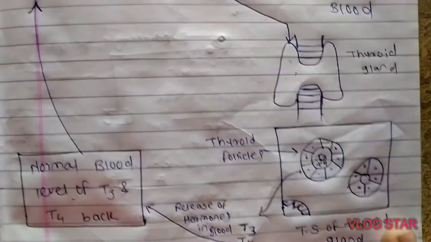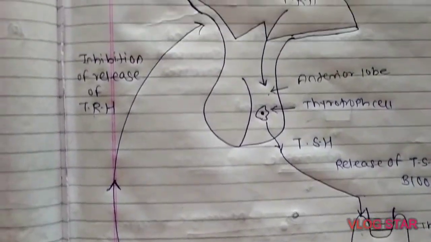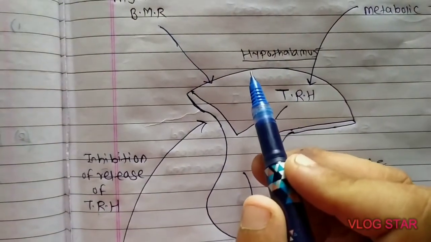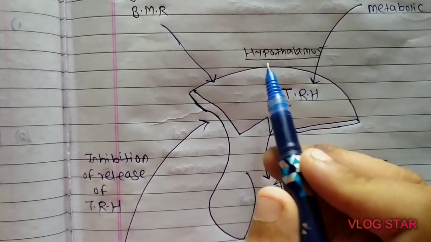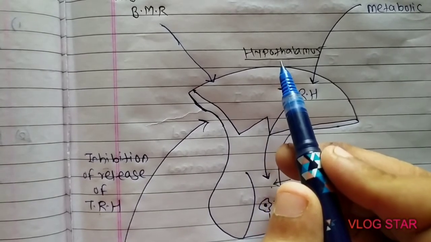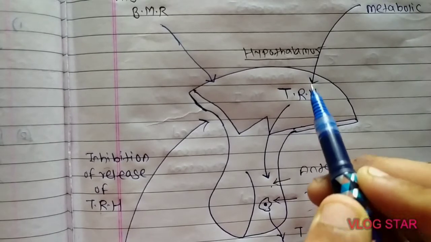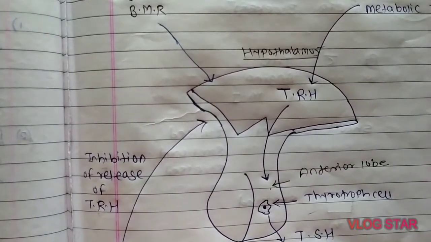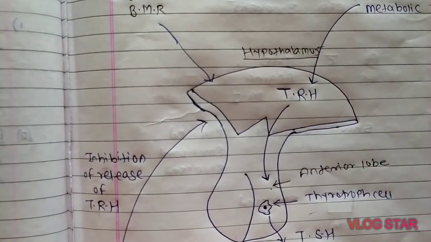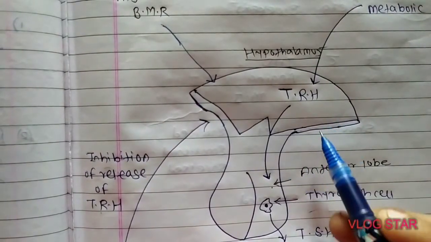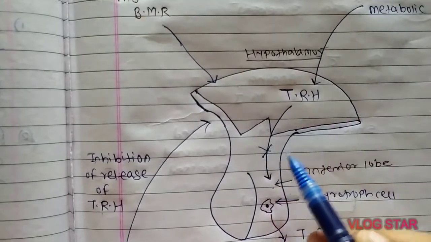Once the function of the thyroid hormone gets completed, it is again detected by the hypothalamus. Then the hypothalamus stops the secretion of thyrotropin releasing hormone. Hence the secretion of thyroid hormones gets inhibited and the further cycle gets cut off.